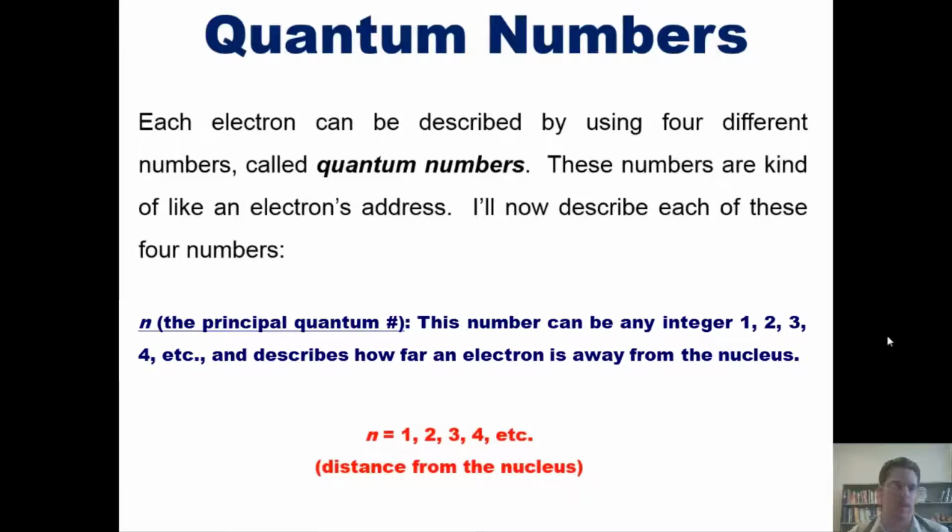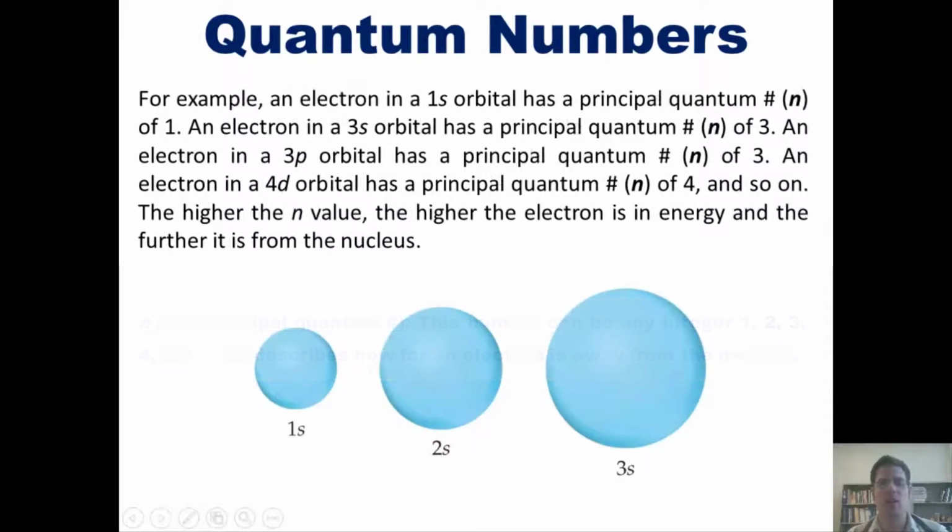an atom's nucleus. For example, an electron in a 1s orbital has a principal quantum number, or n number, of 1. An electron in a 3s orbital has a principal quantum number, or n number, of 3. An electron in a 3p orbital has a principal quantum number, or n number, of 3. An electron in a 4d orbital has a principal quantum number, or n number, of 4, and so on.